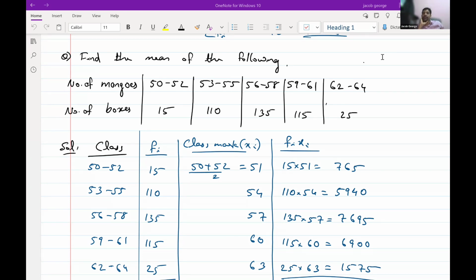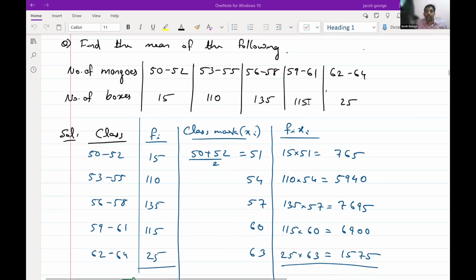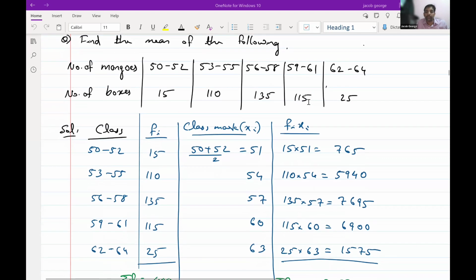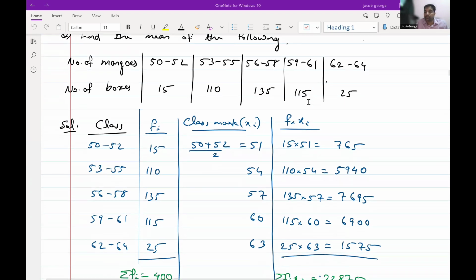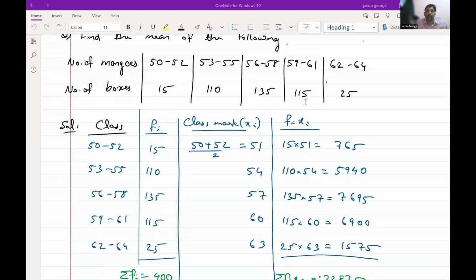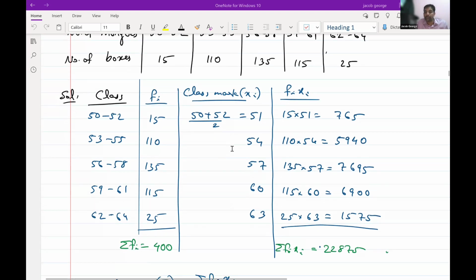We convert to continuous by subtracting 0.5 from the lower limit and adding 0.5 to the upper limit. So these sums are all direct method. Even this question is an NCERT question. If you are applying direct method for mean, no need to convert it into continuous classes. But for step deviation method, it is compulsory to convert it into continuous.